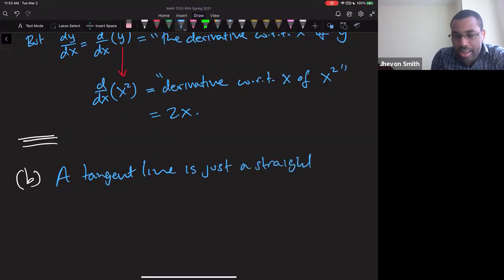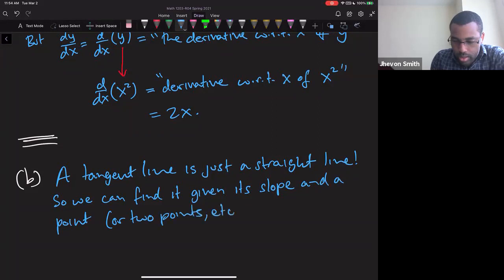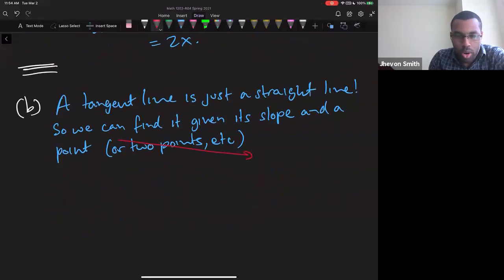Sure, it's a straight line in a particular context, but it's still a straight line, right? So we can find it given its slope and a point, or 2 points, etc. Of course, that latter part doesn't apply here, right? Because we don't have 2 points. We have 1 point, the point where x equals 3.